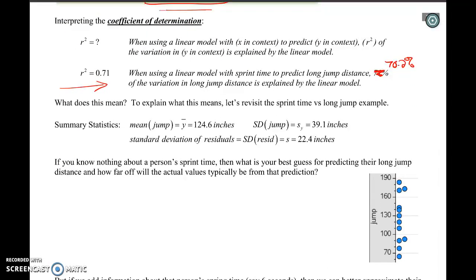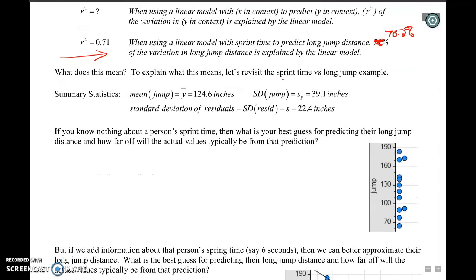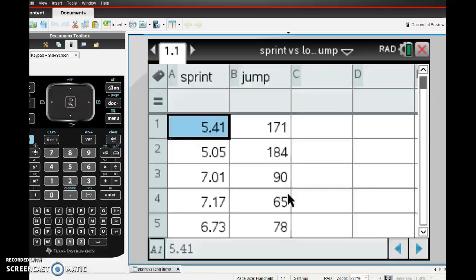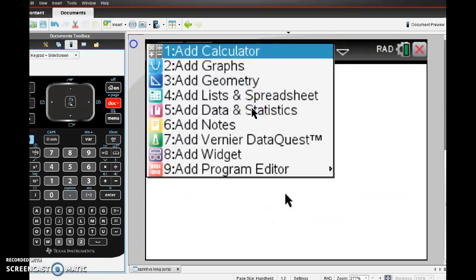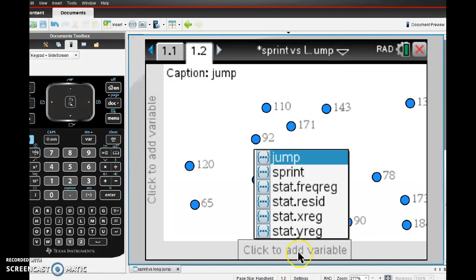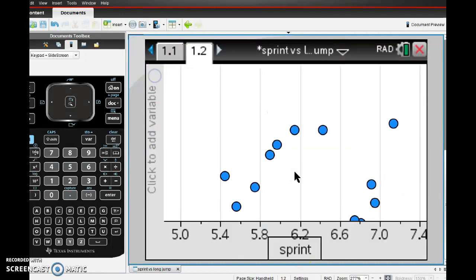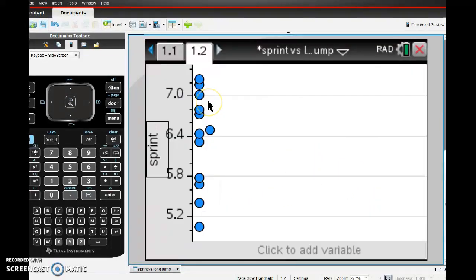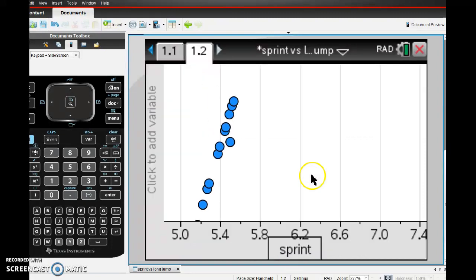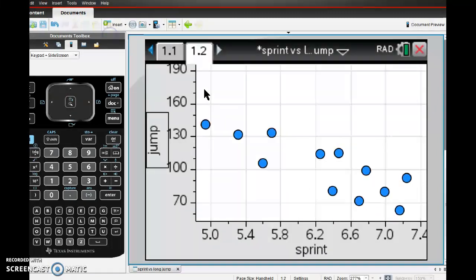All right, so to explain what this means, let's revisit the sprint time versus long jump example. Just to recall, this is 12 data points about how fast people can run and how far they jump. So let's take a look at the data set. Let's take a look at the scatter plot, sprint versus long jump.